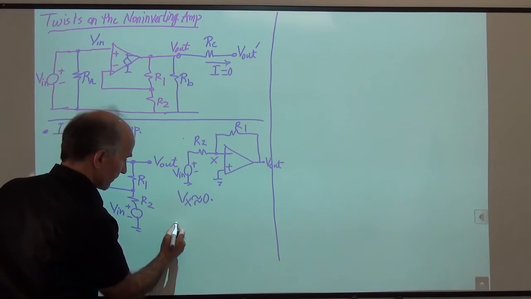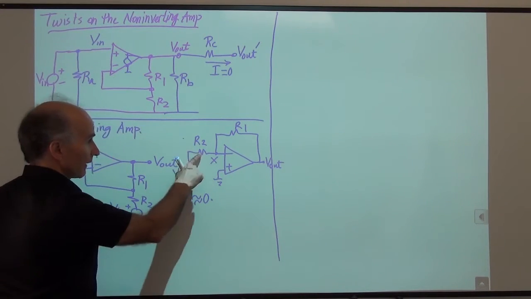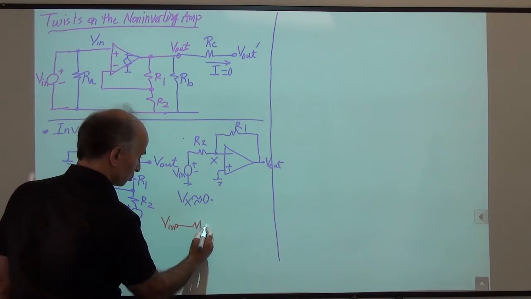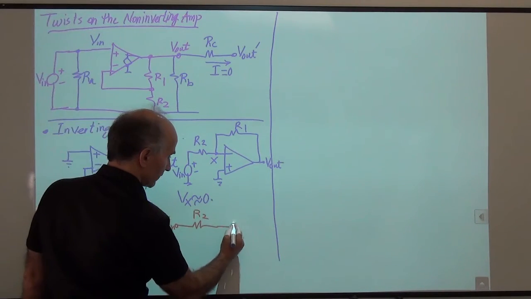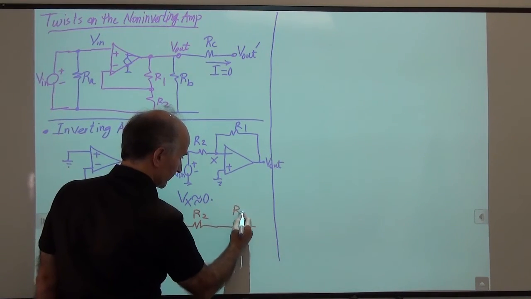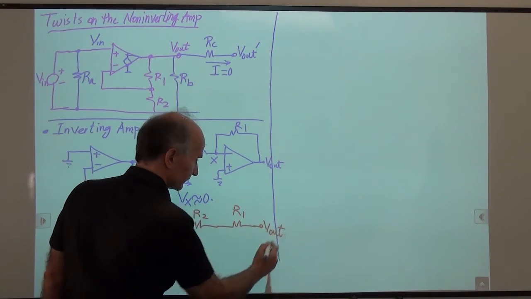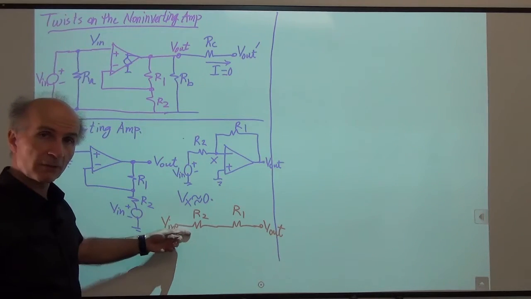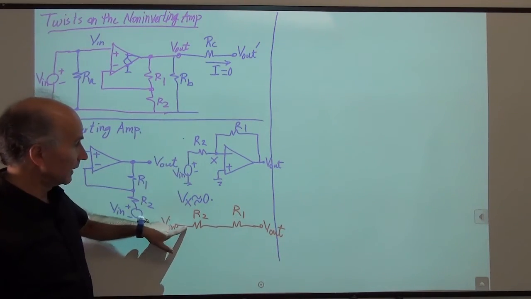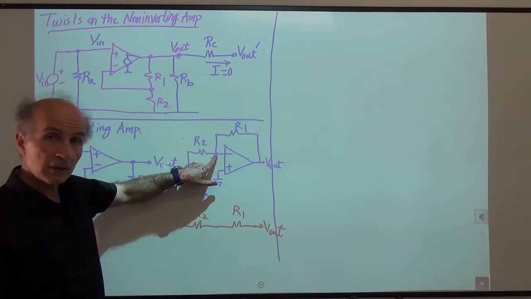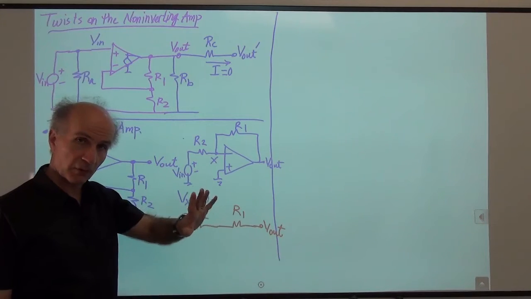I have my input, here's my input. Just say Vin. Then I have a resistor R2, then I have resistor R1, then I have voltage Vout. Do you agree with all of this so far? Vin is connected to the left side of R2. R2 and R1 share a node together, and R1 goes to Vout. So far so good, right?